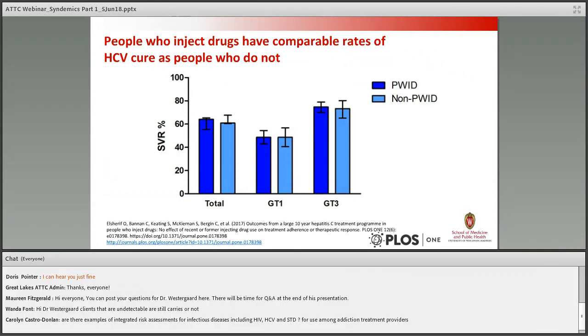The other fact that I think means that these policies are off target is that there's plenty of data. This is a figure from one study that looked at a series of 1,000 patients, but there are other studies showing the same thing: that given appropriate support, people who inject drugs have comparable outcomes, just as likely to get cured of hepatitis C if you give them the treatment as those who don't inject.